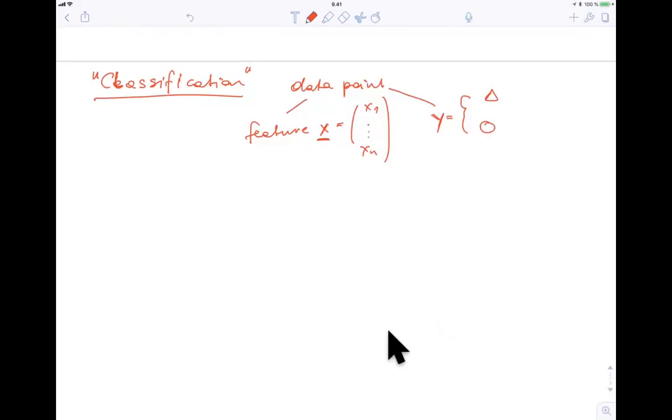So can you see my iPad here? Yes, so some people can see my hand drawing.